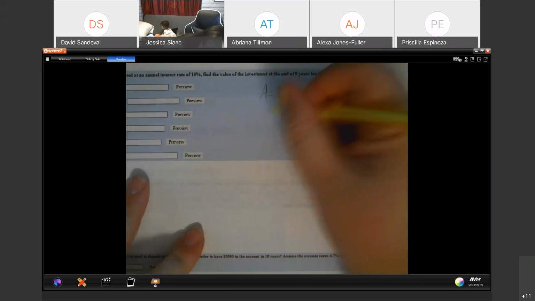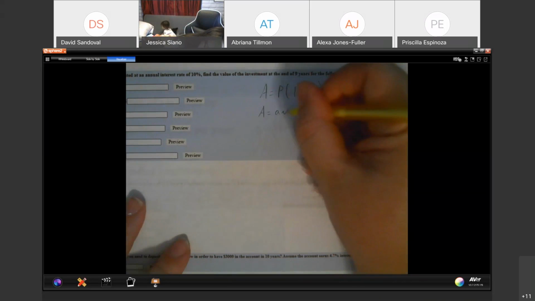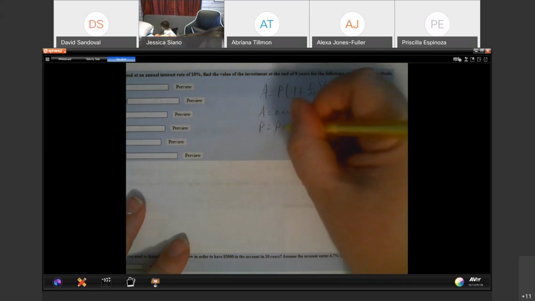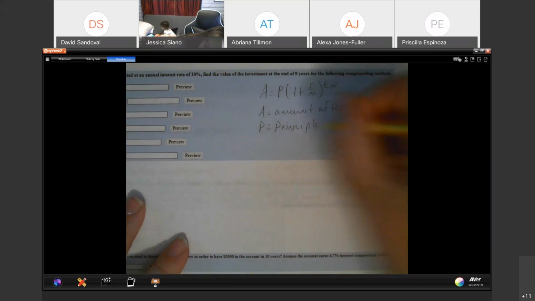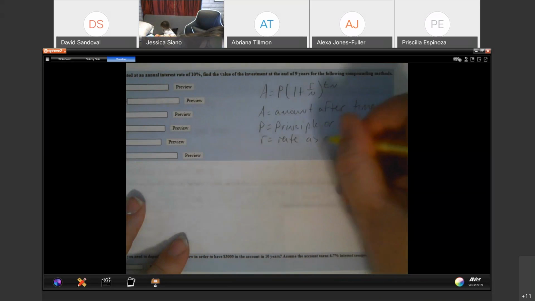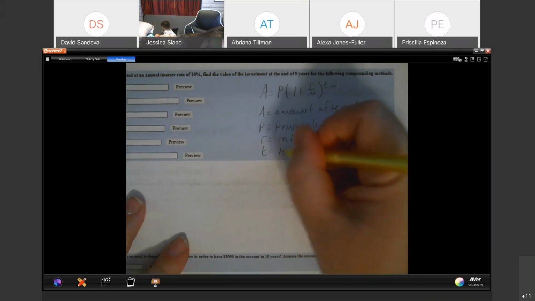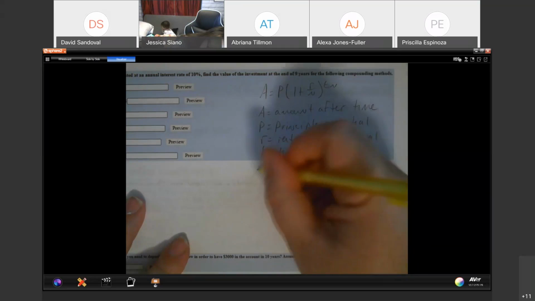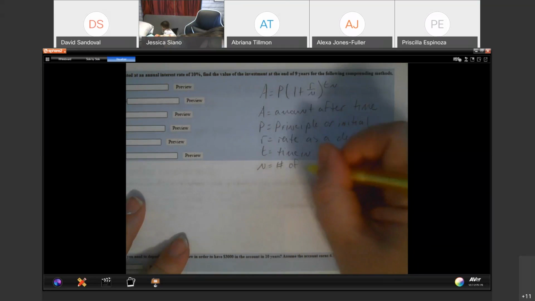A is the amortized amount, or the amount after time. P is my principal or initial amount. R is my rate as a decimal. T is time in years. And N is my number of compound cycles per year.